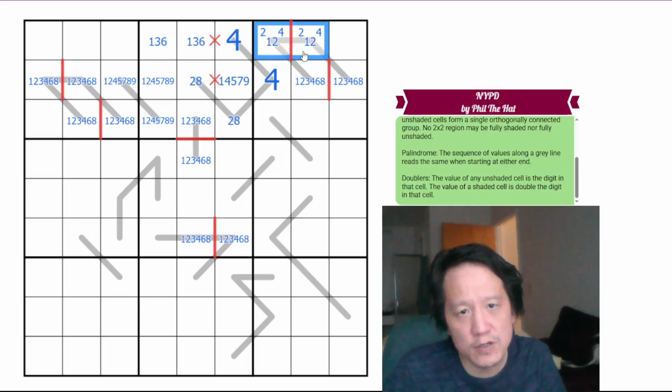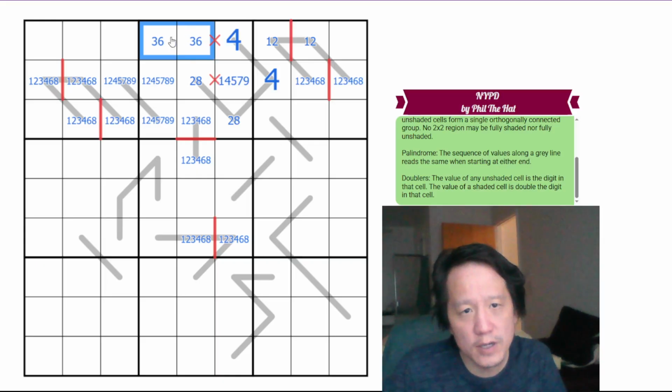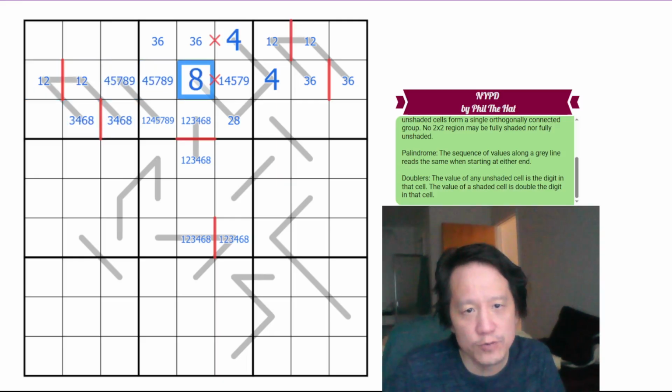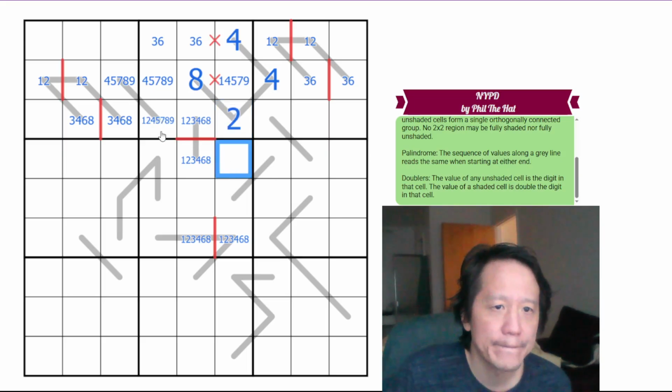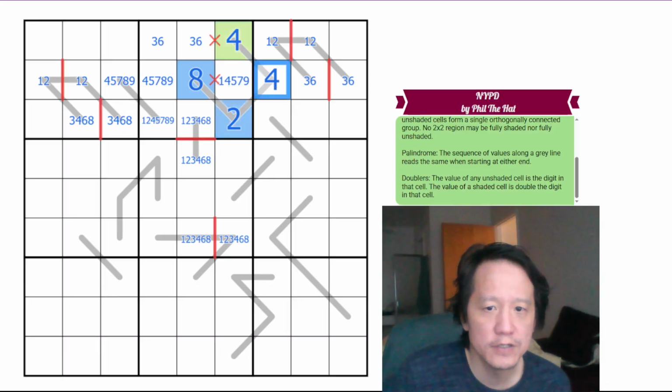So this must be a 1, 2 pair here. So this cannot be 1. It can't be 3, 6. This can't be 4. So this must be a 3, 6 pair here. This can't be 3 or 6 or 4, 8, so it's 1, 2. We have a 1, 2, 1, 2 pair, therefore that forces this to be 8. That forces this to be 2. So this would be shaded, unshaded, shaded, unshaded.